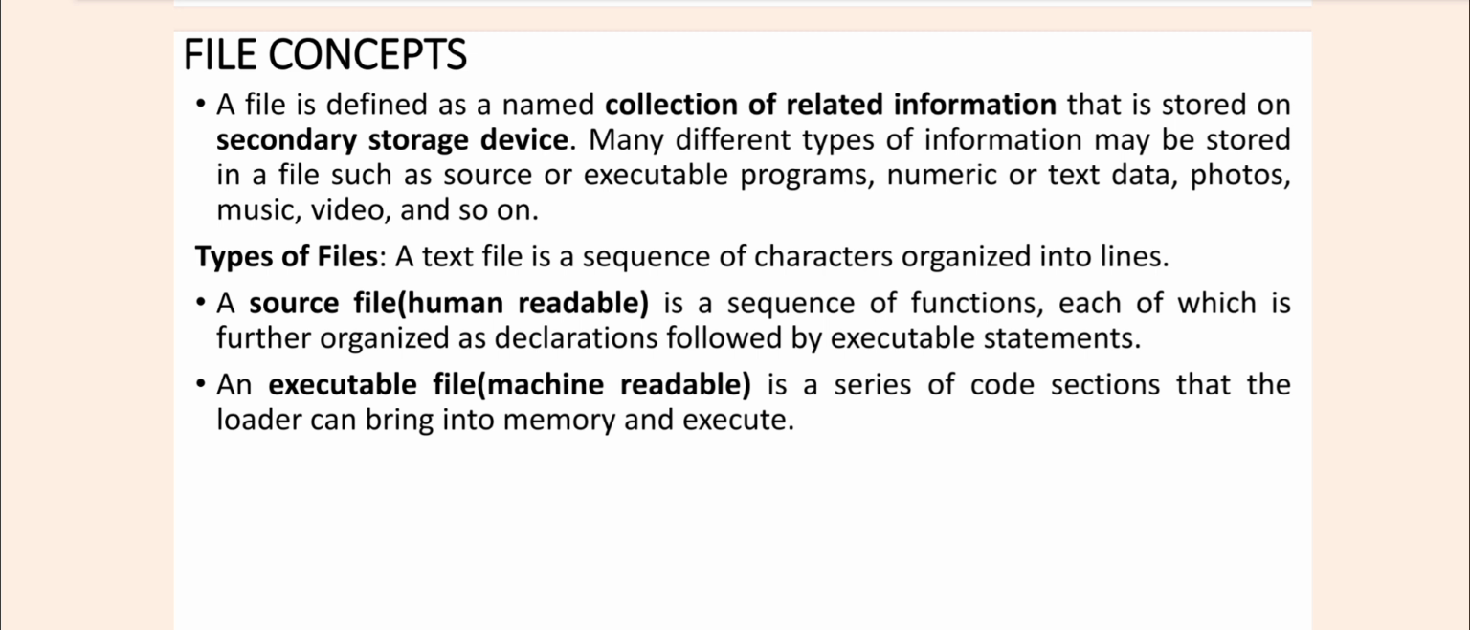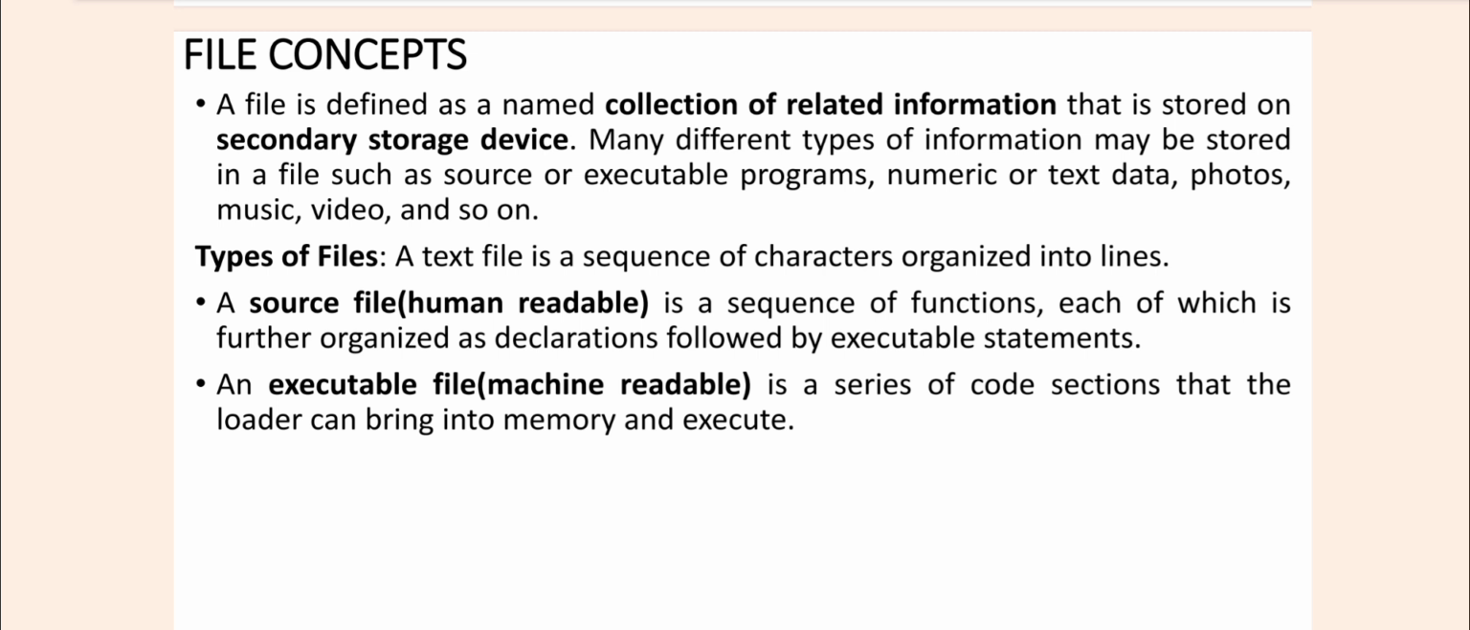So what are the different types of file? A file can be classified into two different types. One is the source file, another one is the executable file. A source file is a human readable file containing the instructions, that is, code for the computer program written in programming languages like C, Python, etc. Source file is the human readable file.